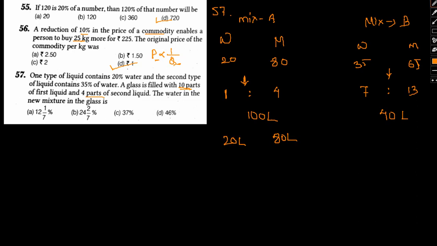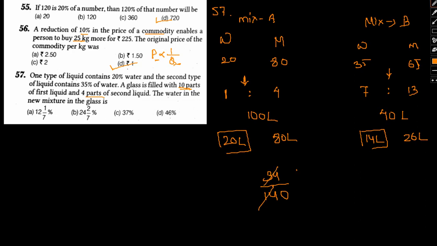And subsequently we have 140. So for 140, we have 26 liters of milk and 14 liters of water. Now if we are looking to find the percentage of water in the glass, then we have total water being 20 liters plus 14 liters, that is 34 by 140. This is what we have.